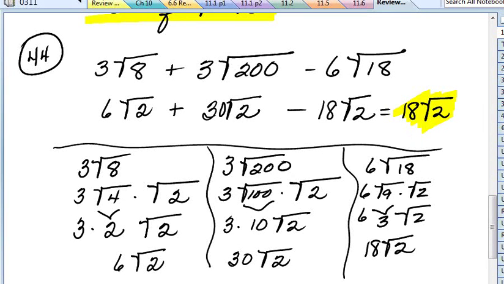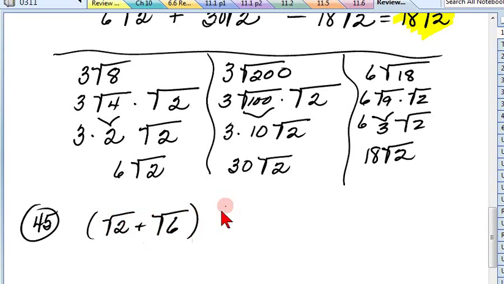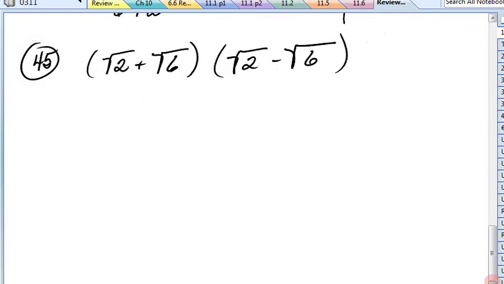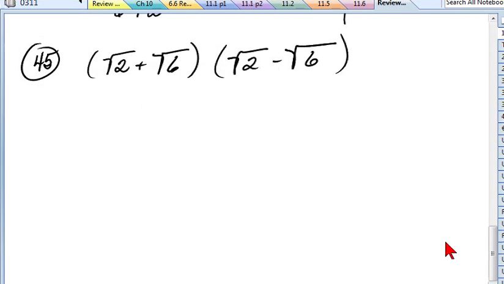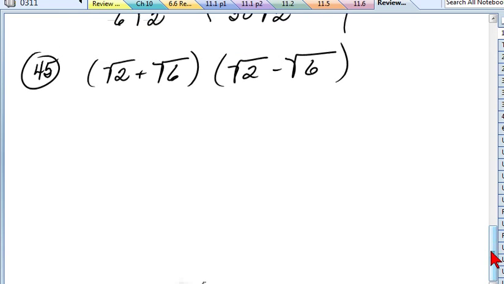Okay, going to 45. It is multiplication of radicals. And we have the square root of 2 plus the square root of 6 times the square root of 2 minus the square root of 6. Do you happen to remember what you call, oops, I just made this thing mad. When you have a sum and a difference of radicals, what are these two called? Conjugates. And so something nice happens when you multiply conjugates.